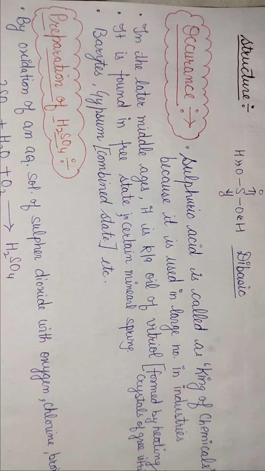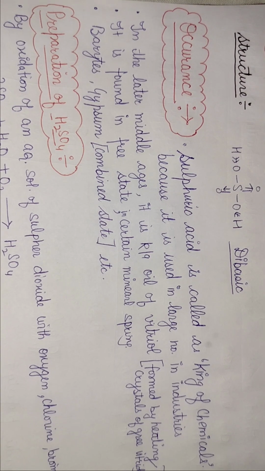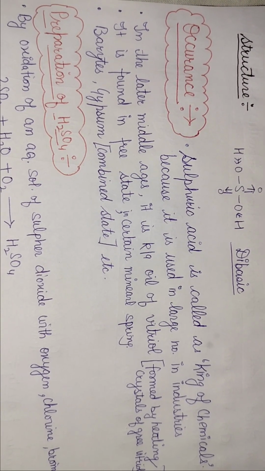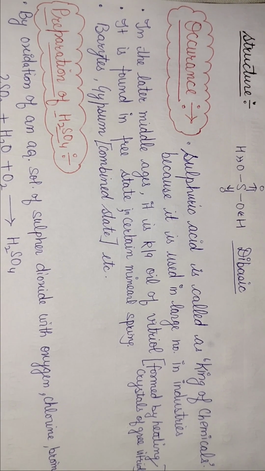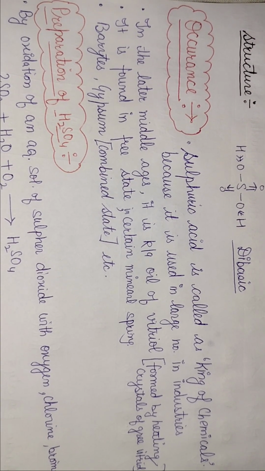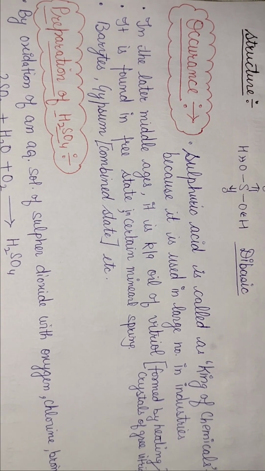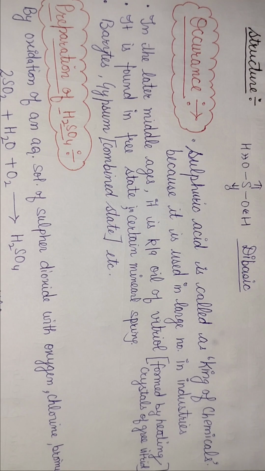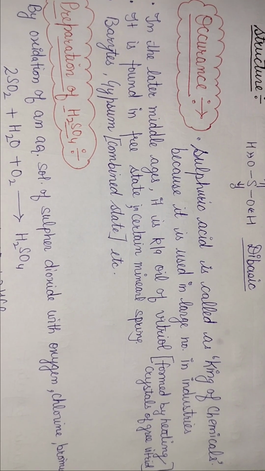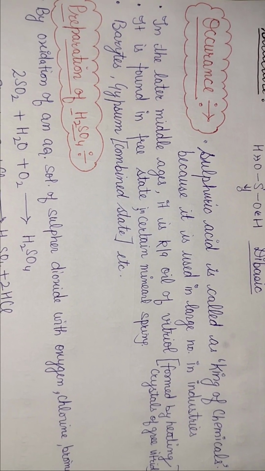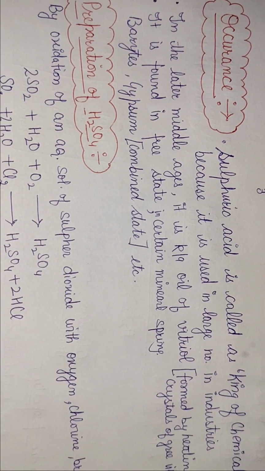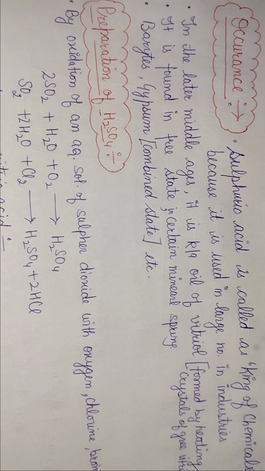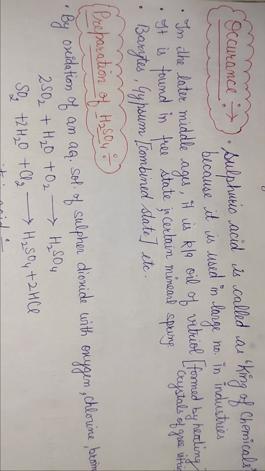Then come to its occurrence. Sulfuric acid is called the king of chemicals, and the reason is it is used in a large number of industries, and these industries are helpful in our development. In the later Middle Ages, it is known as oil of vitriol, and the reason is it is formed by heating crystals of green vitriol. It is found in free state in certain mineral springs, and it is also found in combined state.